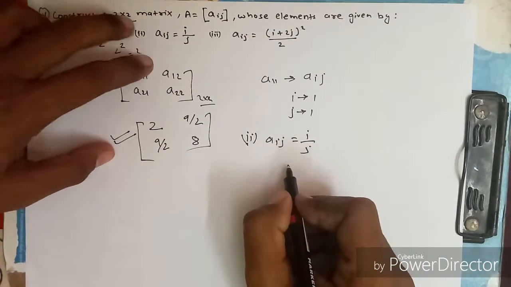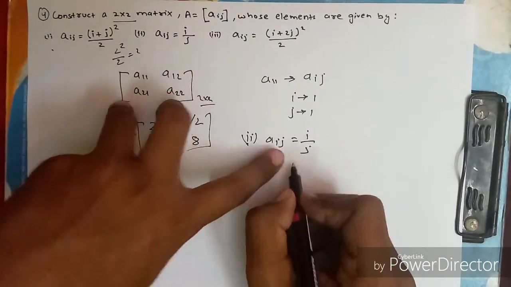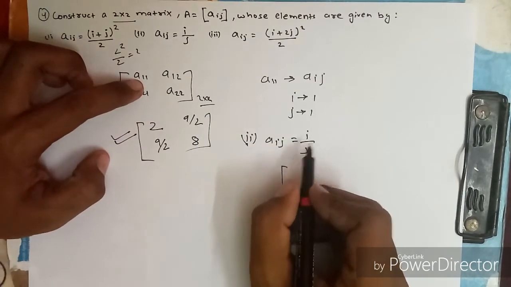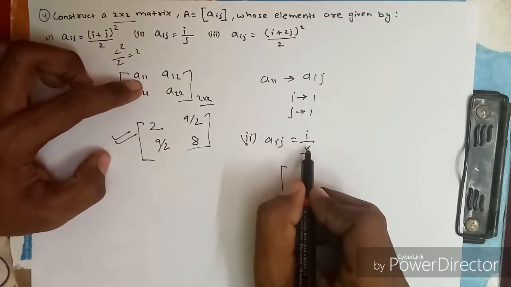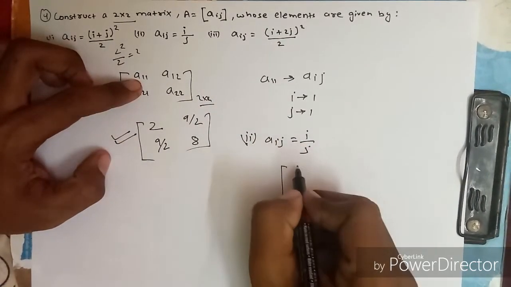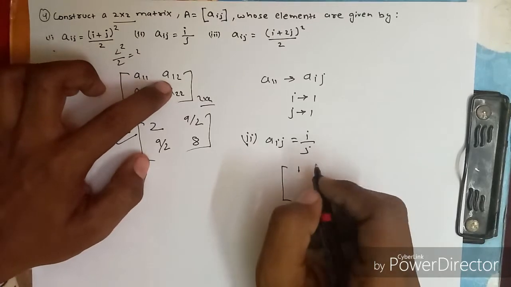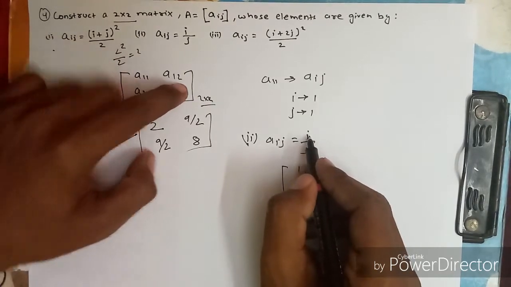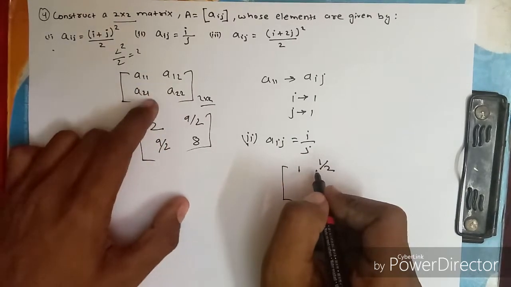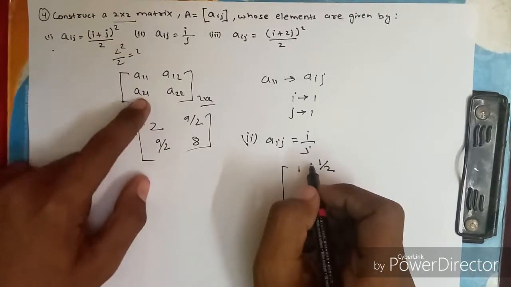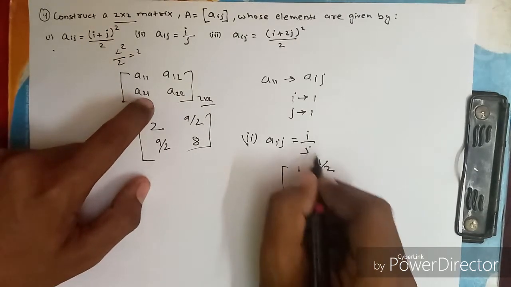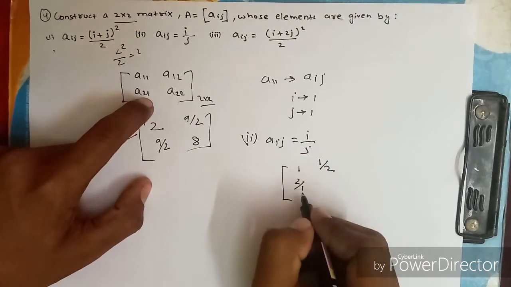For writing the matrix which has this condition, the value of i is 1 and the value of j is also 1. So 1 by 1 is 1. And if we take this element, the value of i is 1 and the value of j is 2, so 1 by 2. And if we take a21, the value of i is 2 and the value of j is 1, so 2 by 1, that is 2.